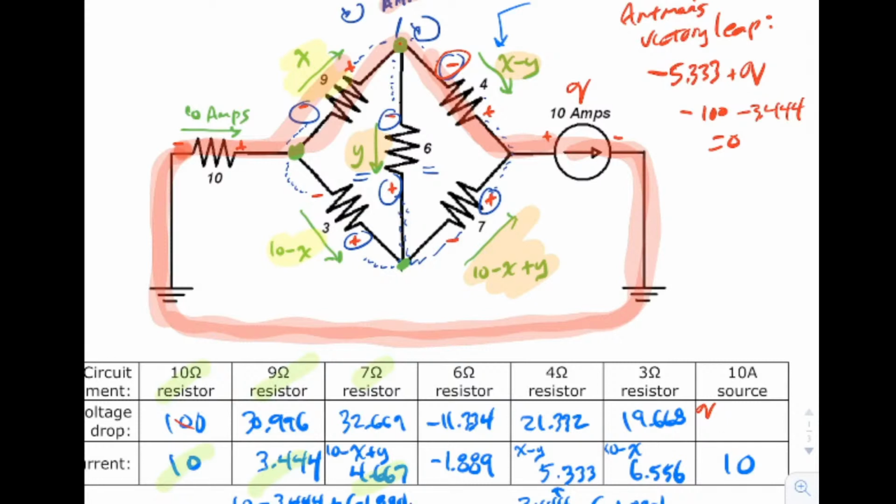So what we've got then is a whole bunch of negatives there, right? We got a 5.333 and a 100 and a 3.444. Those are all negative. So we've got a negative 108.777 plus the script V equals 0. So if you just add that 108 to both sides, you got something like 108.777 volts. You can stuff that right there.